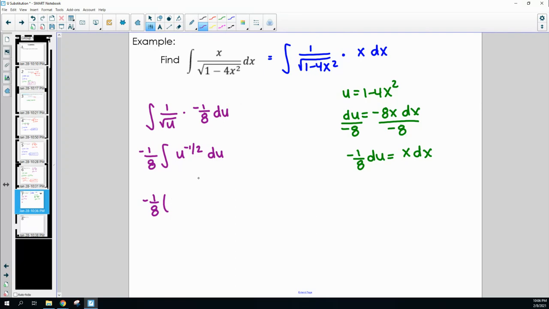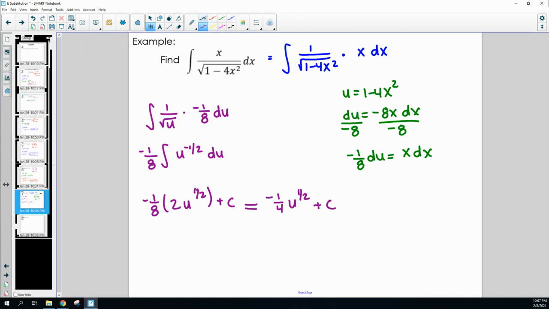When I do the reverse power rule, I'm going to add 1 to this. I'm going to add 2/2, and I get positive 1/2. And then I'm going to divide 1 by 1/2, so I get 2 u to the 1/2 plus c. If I simplify this a little bit, this is going to give me negative 1/4 u to the 1/2 plus c.